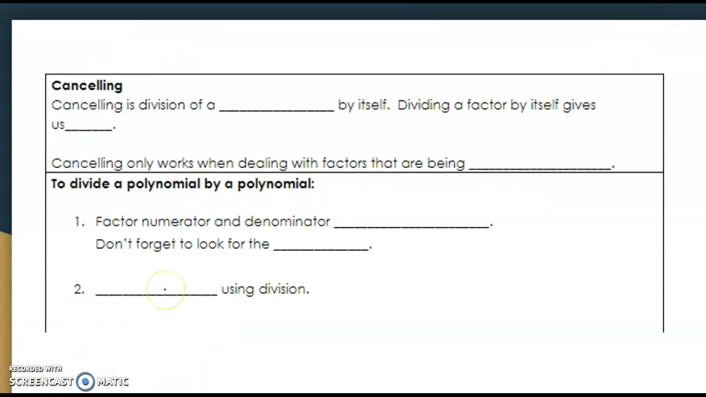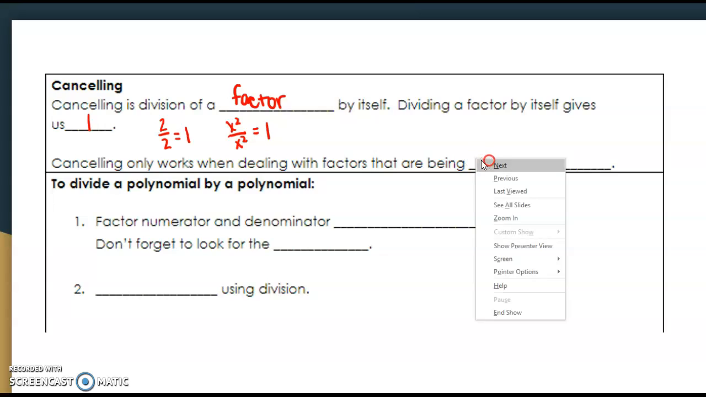So the first thing we're going to talk about is canceling. That's really one of the goals as we simplify here, is to have things canceling out. So canceling is a division of a factor by itself. Dividing a factor by itself gives us 1, right? We see that when we do 2 divided by 2, that equals 1. Or x squared divided by x squared also gives us 1. Canceling only works when dealing with factors that are being multiplied.